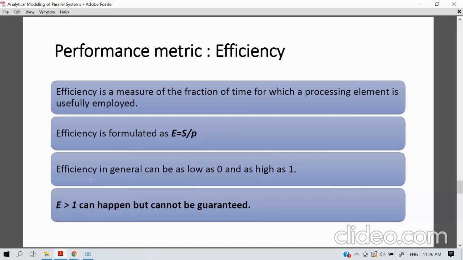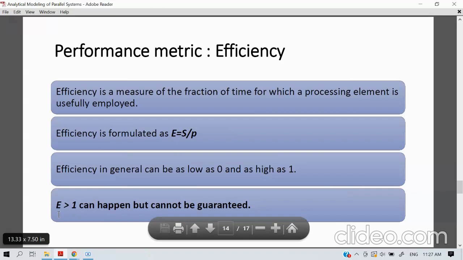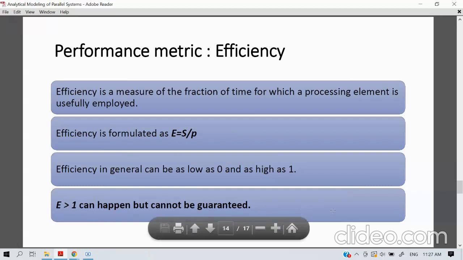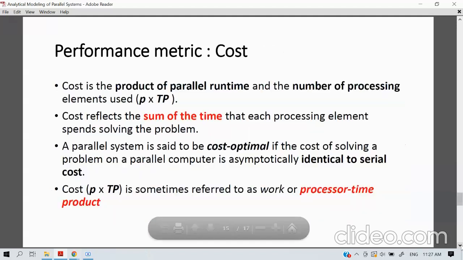Okay, so efficiency in general can be as low as 0 and as high as 1. Maksudnya when you calculate the E, you have to make sure the value is between 0 and 1. Okay, so sometimes E might get more than 1, tapi tak boleh guarantee lah, susah nak dapat.